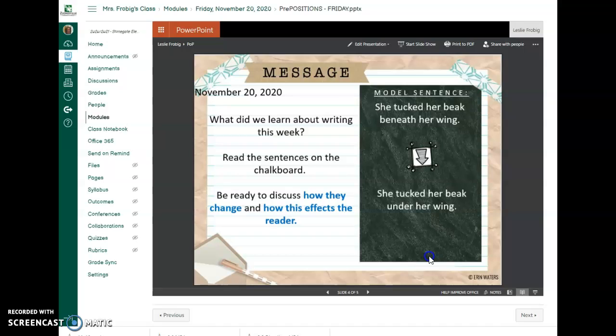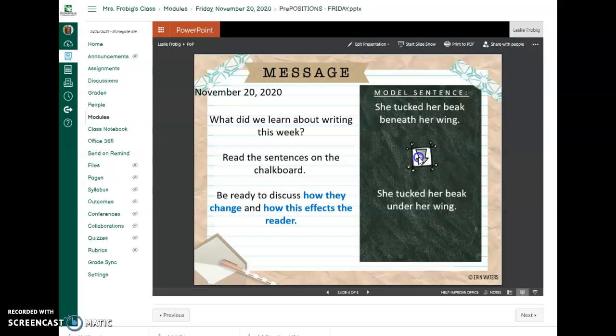Beneath is a two-syllable word, under still a two-syllable word. It just changes barely anything, and you probably didn't notice it because being a synonym doesn't change the meaning of the sentence at all. Right? So it's just something that you might notice.